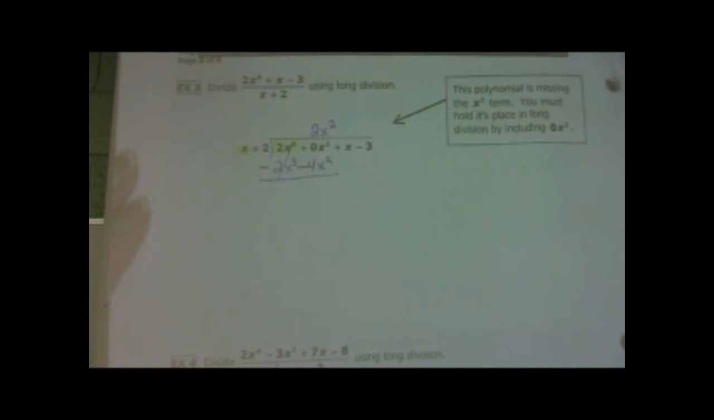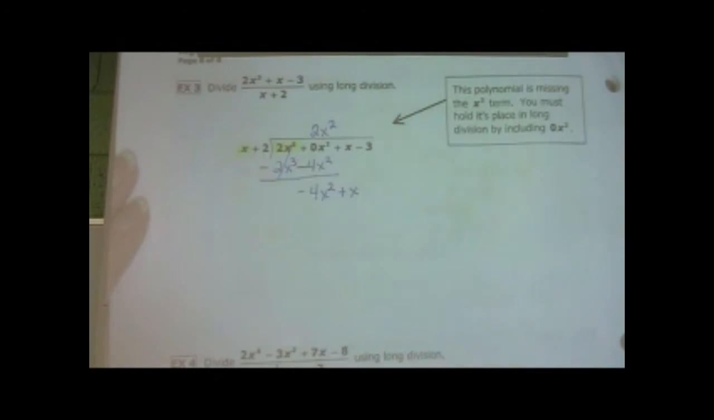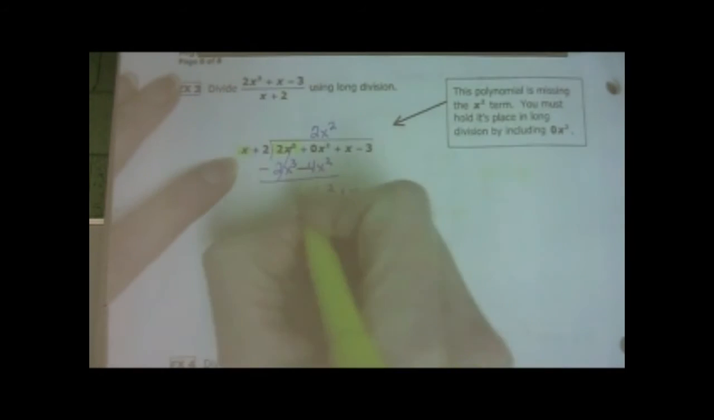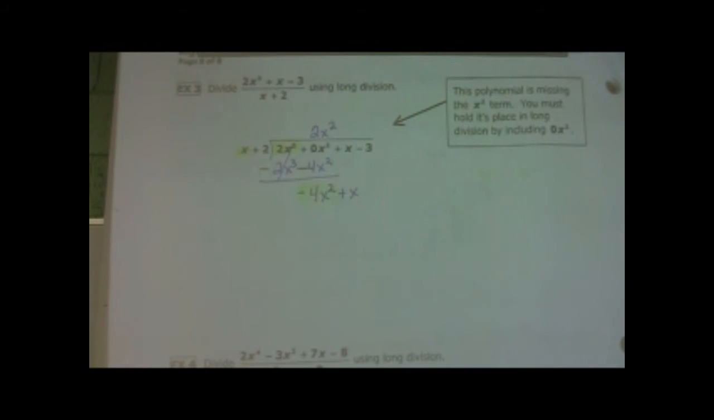So 2x to the third and negative 2x to the third, that's going to cancel. That first one always will when you've done something right. 0x squared and negative 4x squared gives me negative 4x squared. Bring down my next term, which is plus x. All right, what do I need to multiply this x by to get it to be negative 4x squared? How about negative 4x?